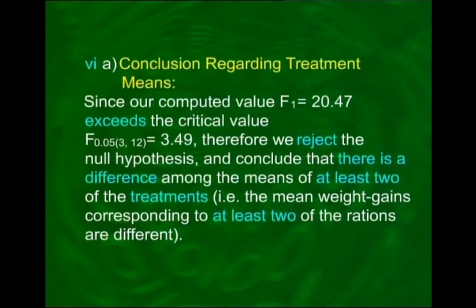The sixth and last step is the conclusion. Since our computed value of F1, that is 20.47, exceeds the critical value 3.49, therefore, we reject the null hypothesis regarding the treatment means and conclude that there is a difference among the means of at least two of the treatments. That is, the mean weight gains corresponding to at least two of the rations are different.